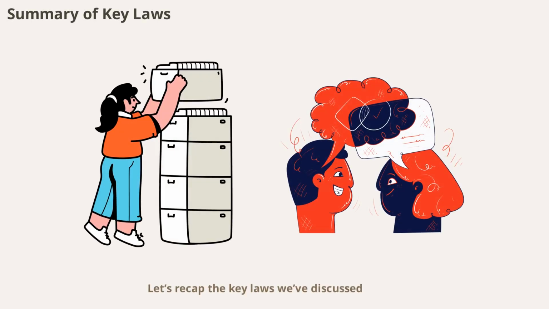Let's recap the key laws we've discussed. The Biot-Savart law explains how currents create magnetic fields, while Ampere's law provides a powerful tool for calculating fields in symmetric situations. The Lorentz force law describes the force on moving charges, and the principles of torque and dipole moment explain how currents interact with magnetic fields. Together, these laws form the backbone of electromagnetism.